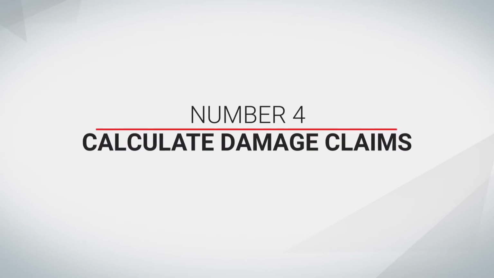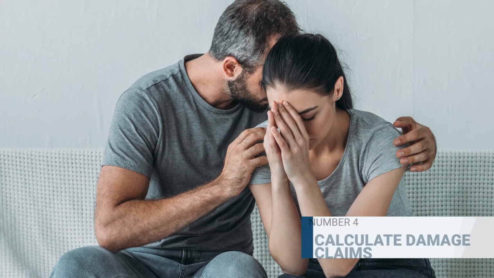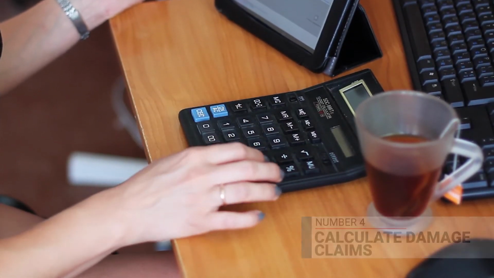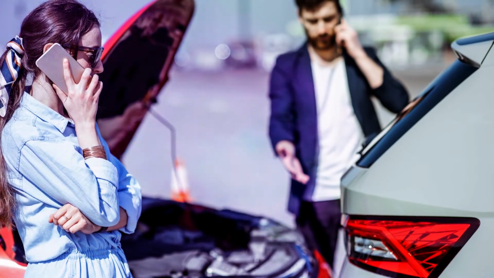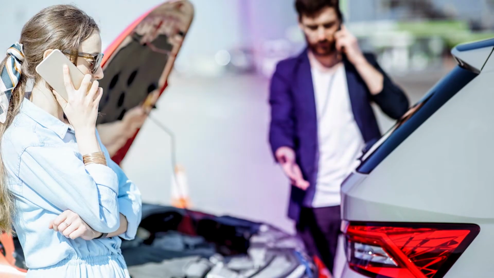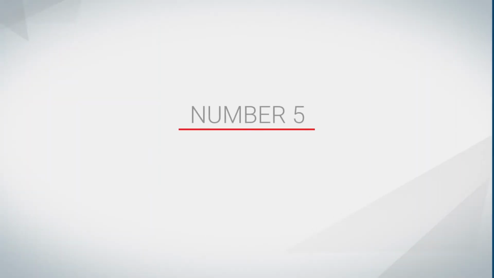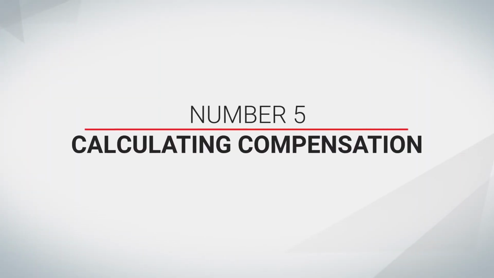Number 4. Calculate damage claims. Now, to estimate the non-economic damages, you will make use of the multiplier for general economic damages. However, if further investigations show you were at fault somehow, the claims may be reduced depending on the percentage of comparative liability. Number 5. Calculating compensation.